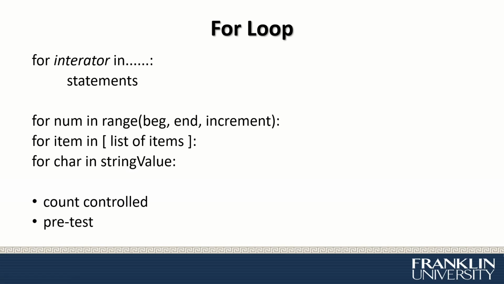For loop, we have seen and used for loop in the context of for iterator in some sequence. The sequence can be a range, for num in range 10, for example, for item in list of items, for char in some string value. For loop is what we call a count control loop because we know exactly how many iterations the loop will do. And for loop is also a pretest loop.